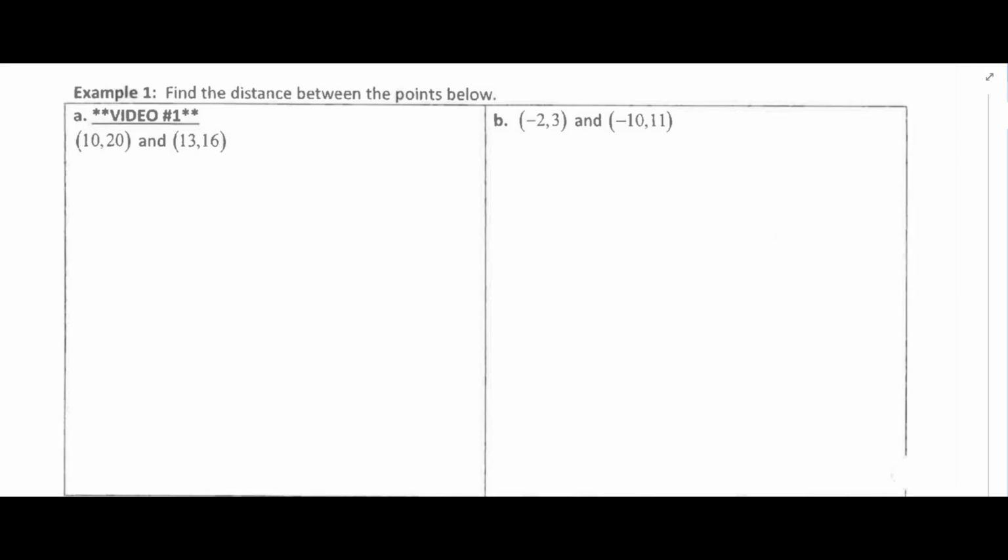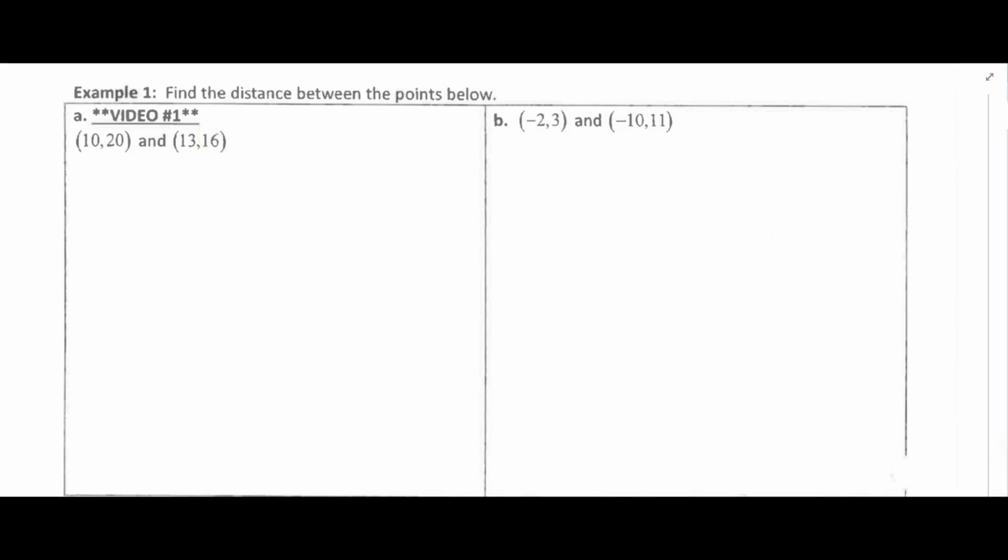We're continuing in Chapter 9, the Pythagorean Theorem. We're looking at the distance formula. So this example is from Section 9.5. We're going to look at example A, and we want to find the distance between the 2 points. So we've been discussing using these 2 points as the endpoints of the hypotenuse in a right triangle.